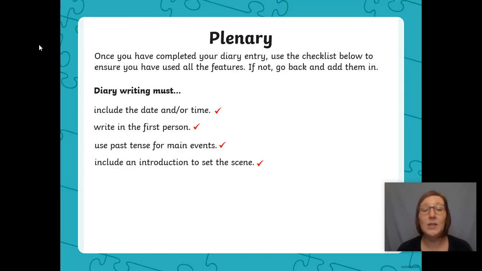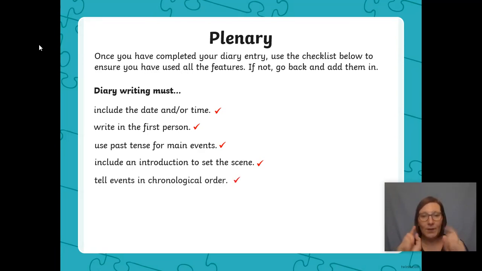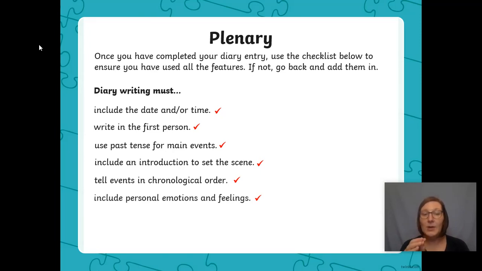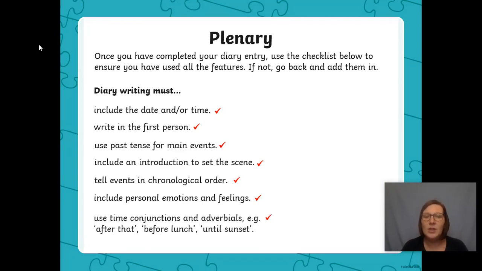Have you included an introduction to the scene? Do you remember when Lila first saw Mount Marapai and she was like, oh, blown away? Did you include that? Brilliant. Have you told the events in chronological order? Fantastic. Have you included personal and emotional feelings? So have you included how Lila was feeling? Have you included her thoughts as well? Have you made it very clear the different points where she's feeling different emotions? And have you used the time conjunctions and adverbials, like after that, before lunch?